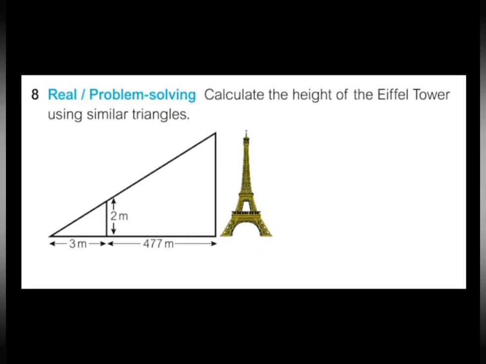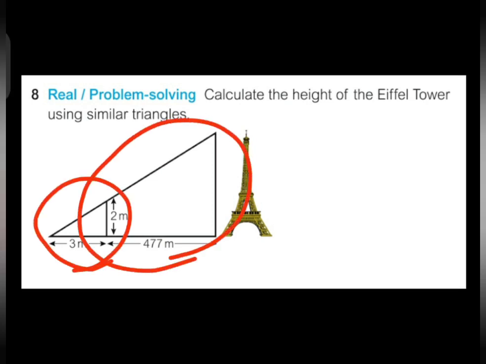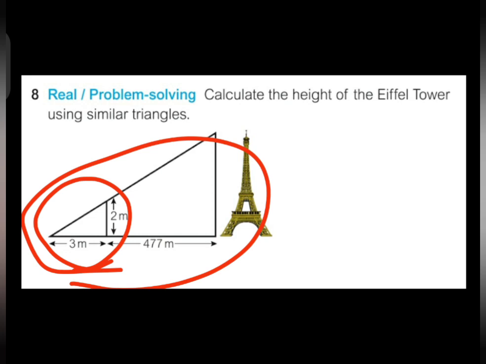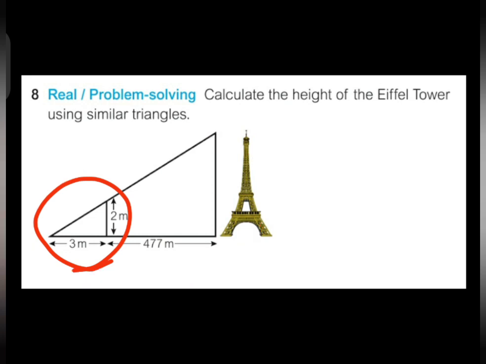Now, when a question like this comes to you, the first step you do is what? You have to separate the shapes. We have a small triangle here and a large triangle here, and they are on top of each other. Now, let's separate the shapes and then start answering the question. First thing, let's draw the small triangle here. Let's make it here.